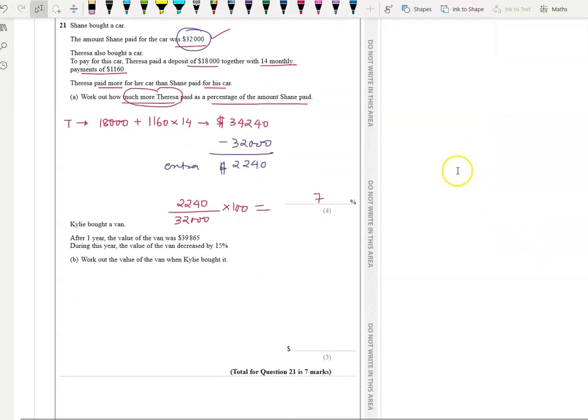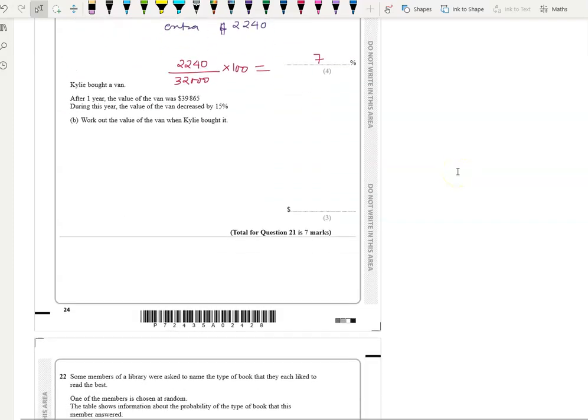Okay, next one. Kelly bought a van. After 1 year, the value of the van was $39,865. During this year, the value of the van decreased by 15%. It was 100%. After 1 year, it decreased by 15%. So from 100, you take away 15. It means it became 85%. And that amount, 85%, is $39,865. So the value decreased from 100% to 85%. So 85% is $39,865. To find the original, you divide by 85, it becomes 1%.